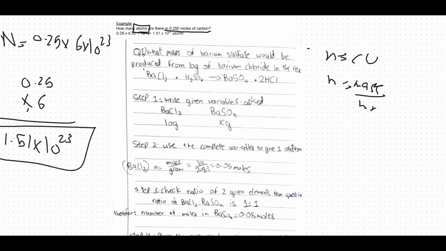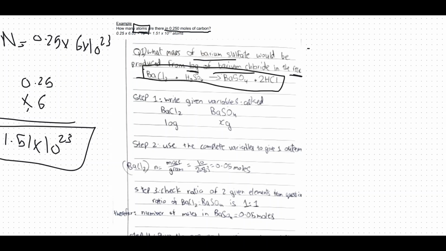So what mass, this is a question, what mass of barium sulfate would be produced from 10 grams of barium chloride in the reaction. And they'll always give you the reaction, and they'll usually balance it out for you, because you won't get time to balance equations out. So they'll give you the balanced equation. So I need to find the mass of barium sulfate, right?